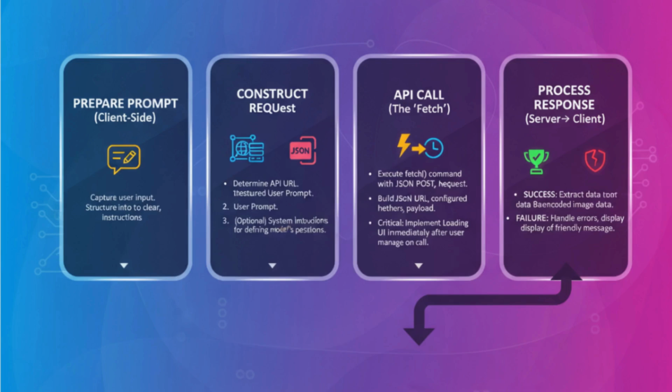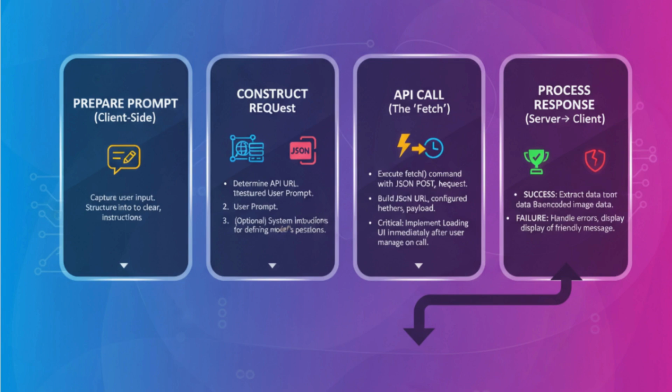To realize the content generator project, this slide visualizes the four sequential steps for the complete end to end workflow of interacting with an AI API. First is prepare prompt, client side. Capture user input and structure it into clear, effective instructions. Second is construct request. Build the JSON POST payload, including the API URL, the user prompt, and optional system instructions.